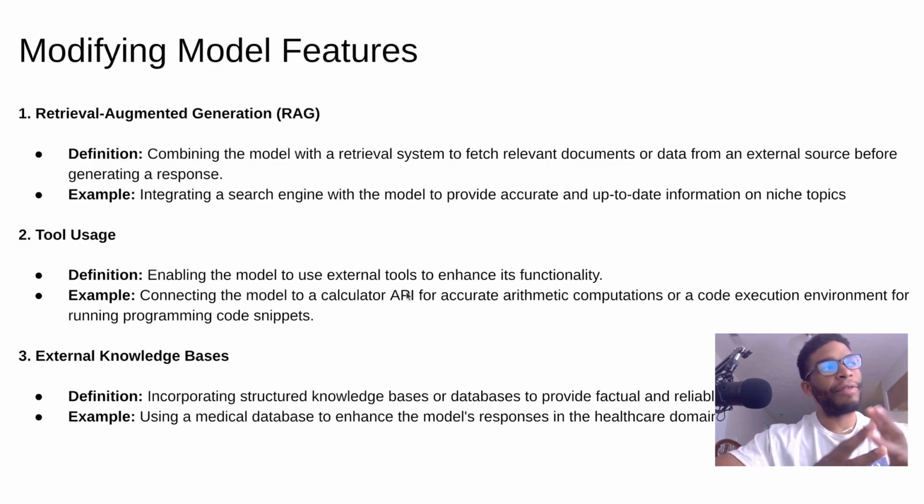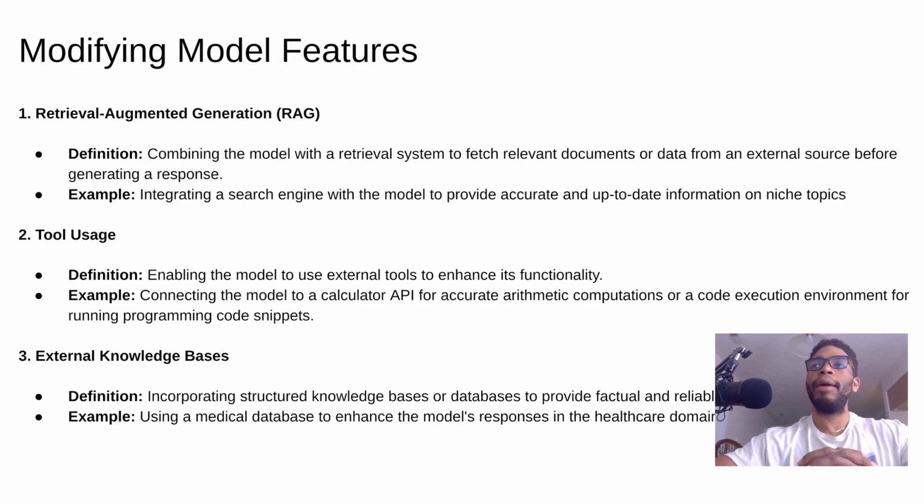So modifying the model features, we've got RAG, which is pretty popular. That's just retrieval, but it's a special method of retrieval, or at least it can be, that affects tool usage and external knowledge bases. All of these, including RAG, come down to providing additional things to the model that it's not trained on, but it can use as a human would through reasoning.